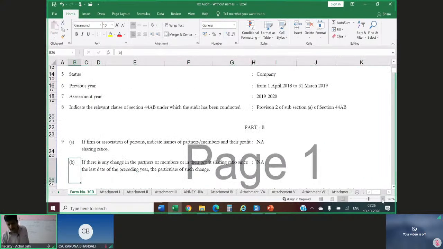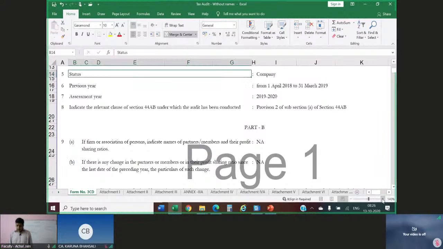Next is about the status. Now in the next clause, status of the assessee is required to be filled. Now what can be the status?